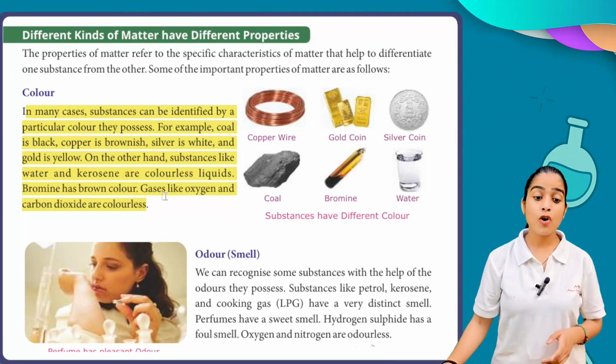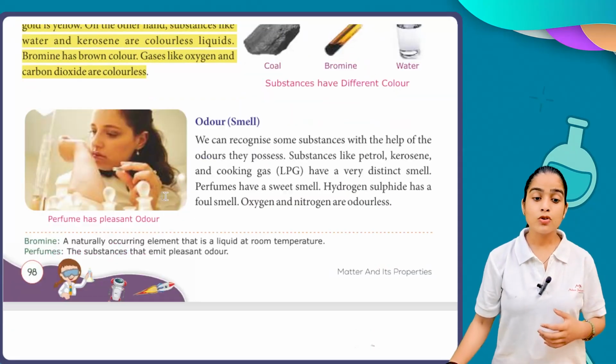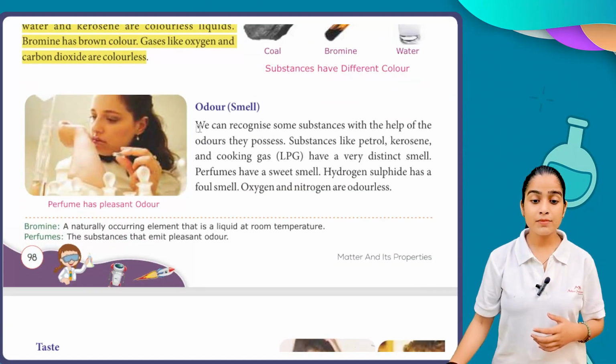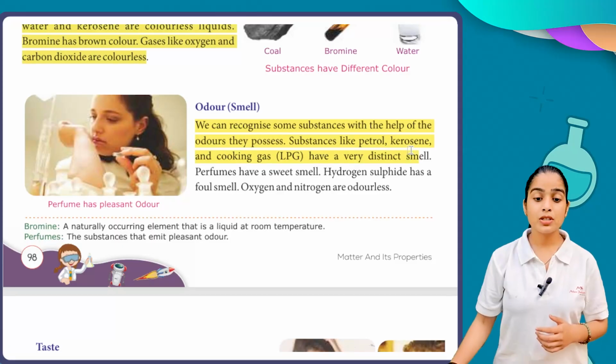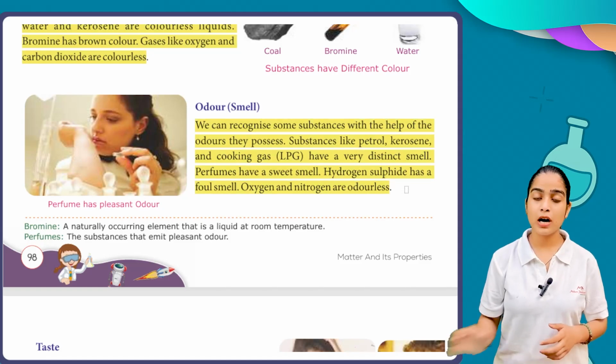Next, we have odor. Odor means smell. We can recognize some substances with the help of the odor they possess. Substances like petrol, kerosene and cooking gas, LPG, have a very distinct smell. Perfumes have a sweet smell. Hydrogen sulfide has a foul smell. Oxygen and nitrogen are odorless.